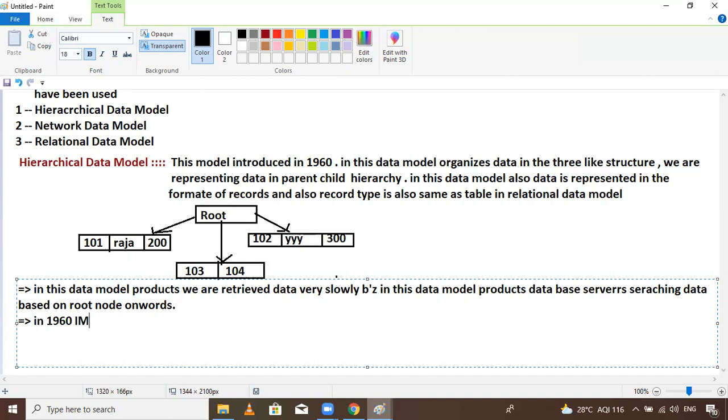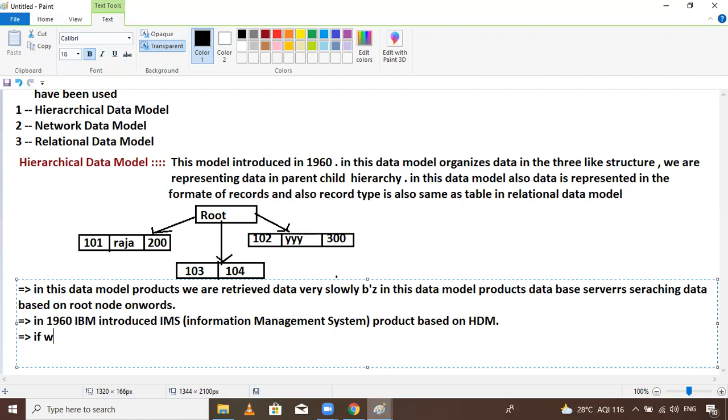So in 1960, IBM introduced IMS, the Information Management System, a product based on the hierarchical data model. So in 1960, they introduced a product based on the hierarchical data model.